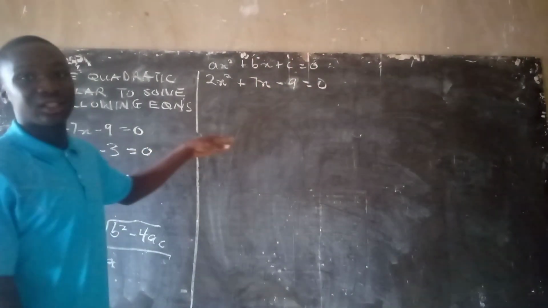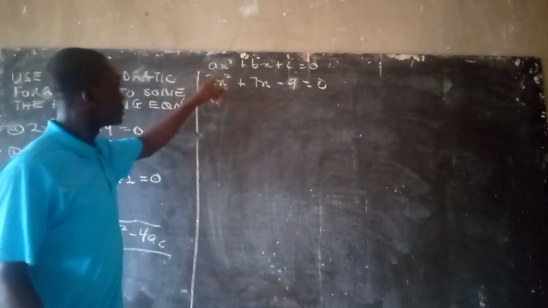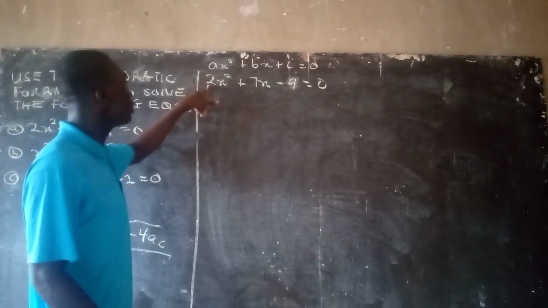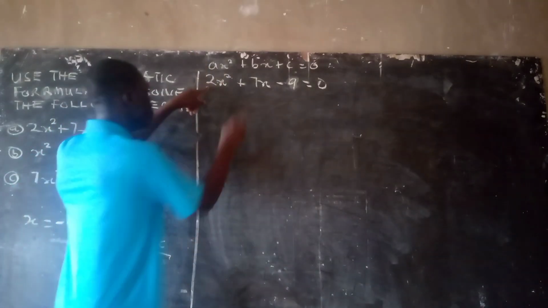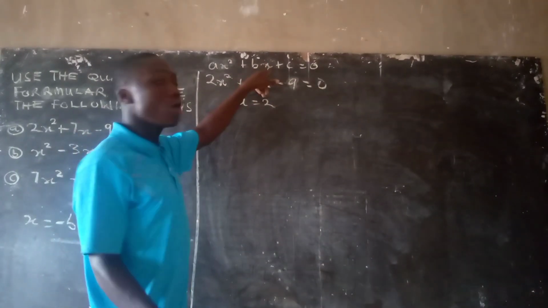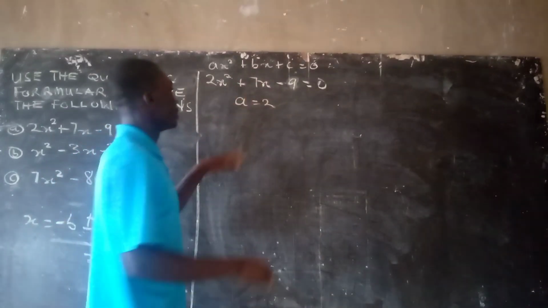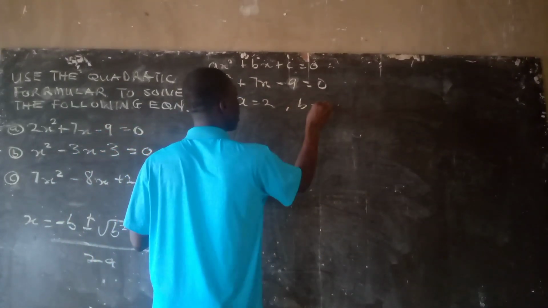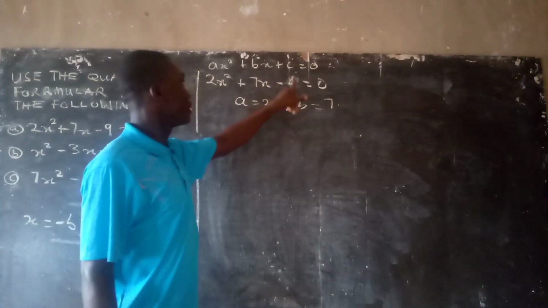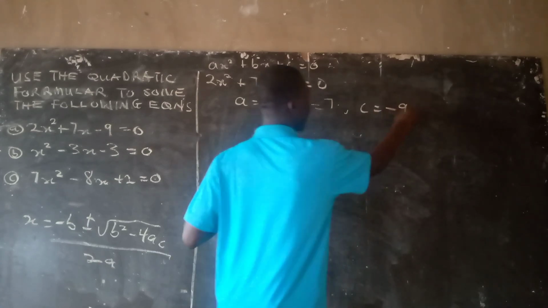So it means that the coefficient of x squared is a. From here, the coefficient of x squared is 2. So a is equal to 2. The coefficient of x is b, and here it is 7, which means that b is equal to 7. From here, we have c, which is negative 9. So c is equal to negative 9.